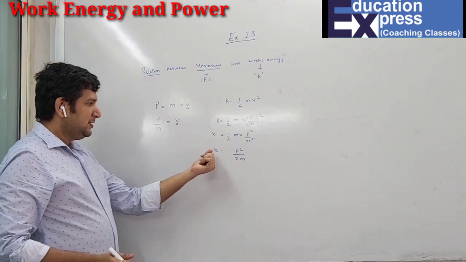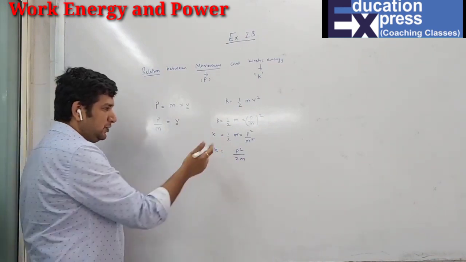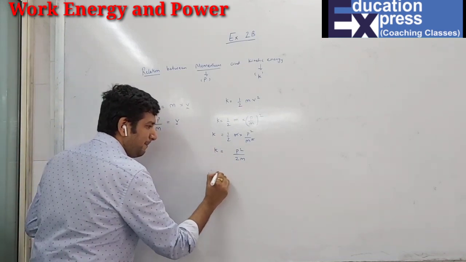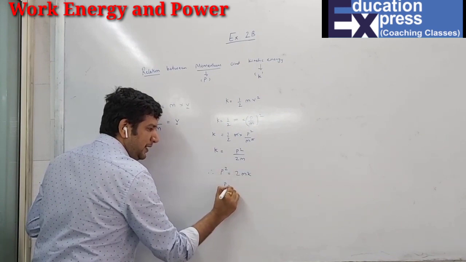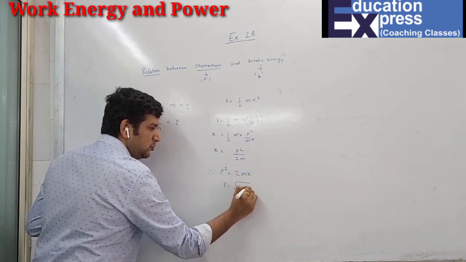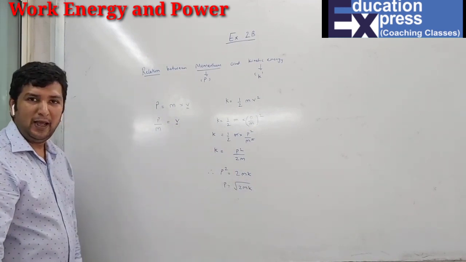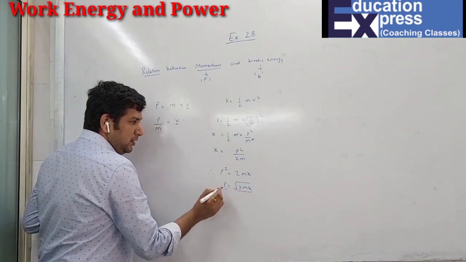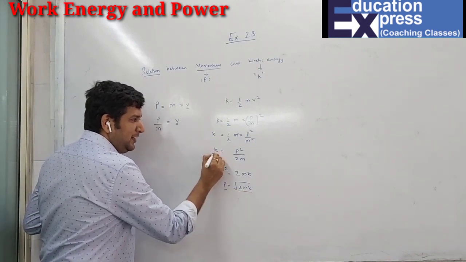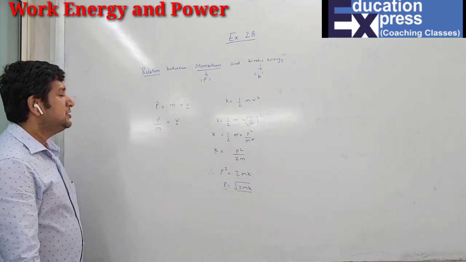So kinetic energy is p square upon 2m. If I want to find the momentum, cross multiply. So P is under root 2mK. P is nothing but root of 2 into m into K. So momentum is this value and kinetic energy is this value, and this is the relation between kinetic energy and the momentum.